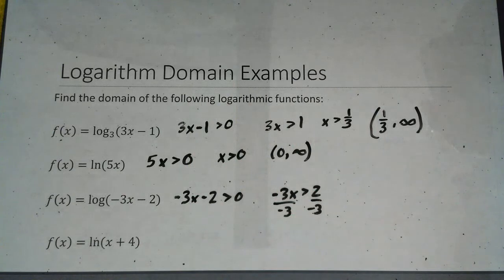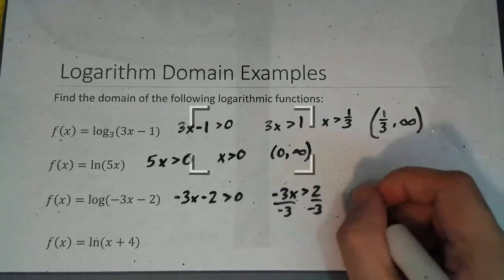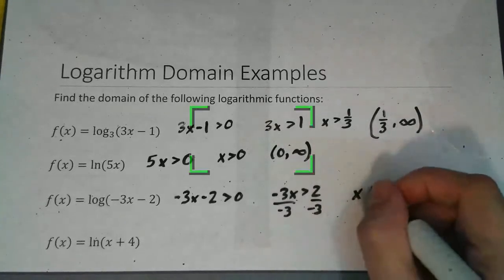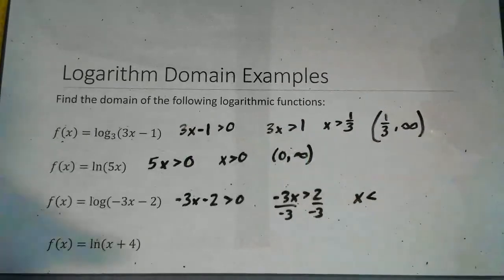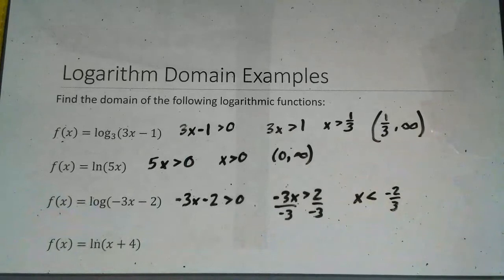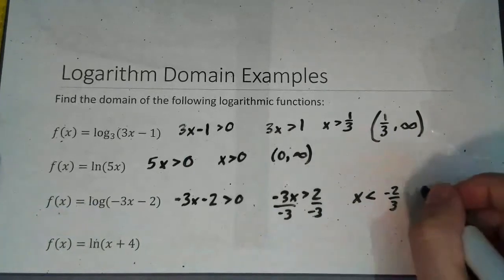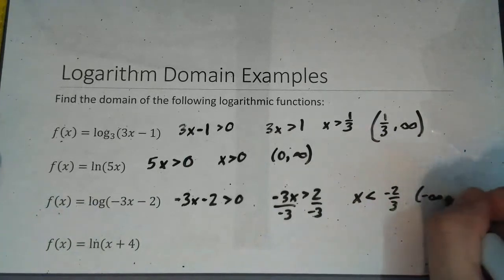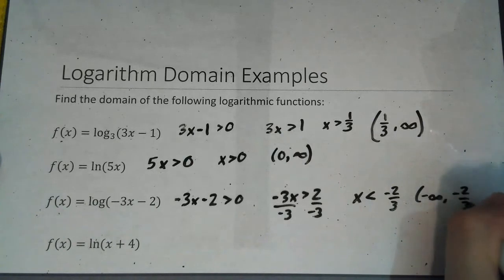We are dividing by a negative. What do we have to do if we multiply or divide both sides of an inequality by a negative number? We have to flip the inequality sign. It was greater than, now it needs to be less than. We get x is less than negative 2/3. The way I write that in interval notation is negative infinity to negative 2/3.